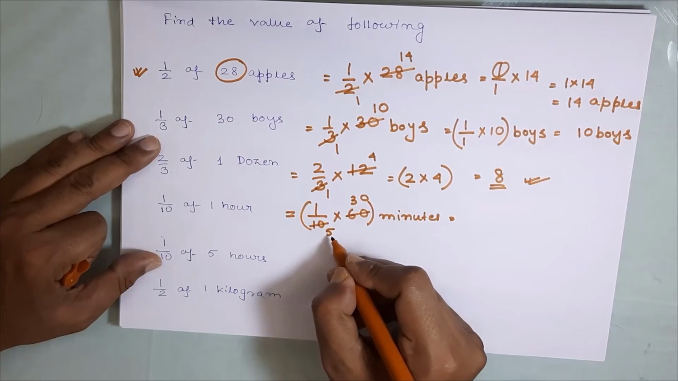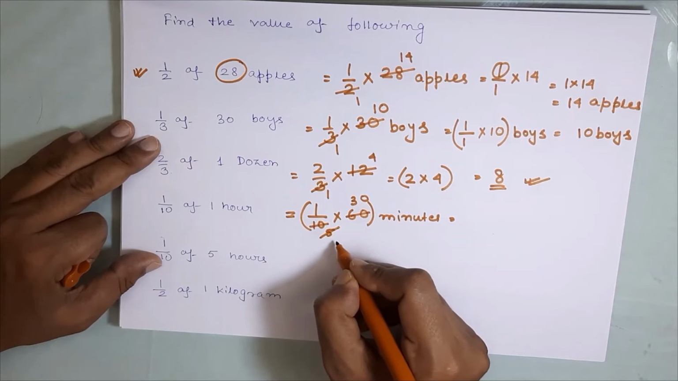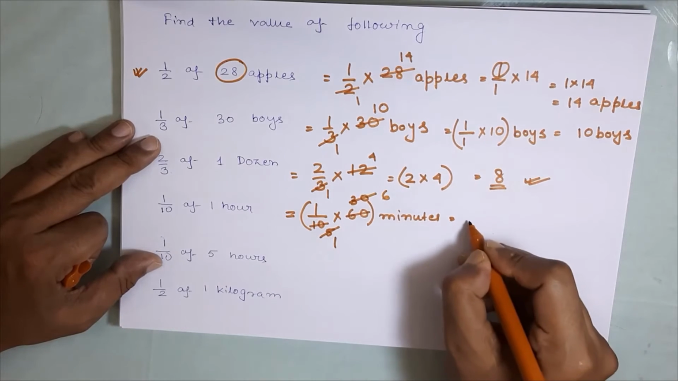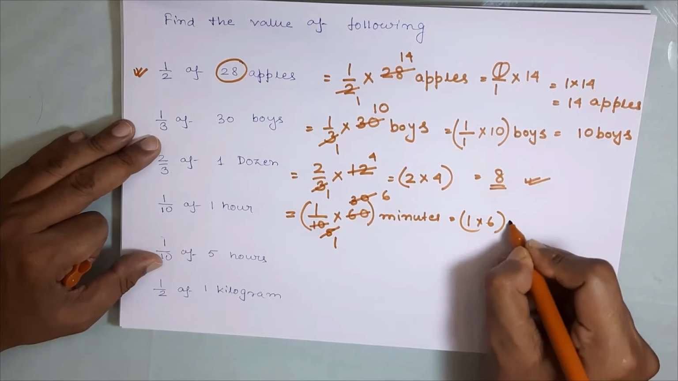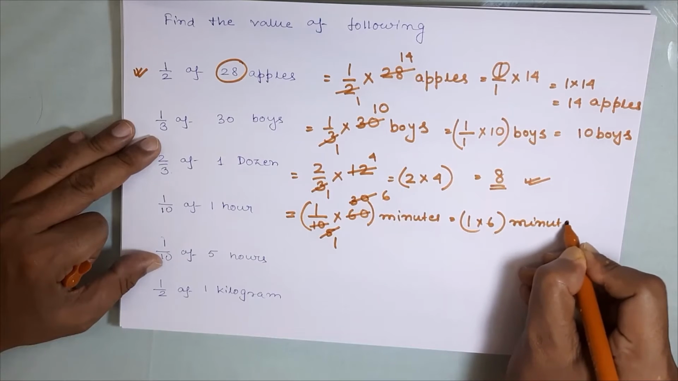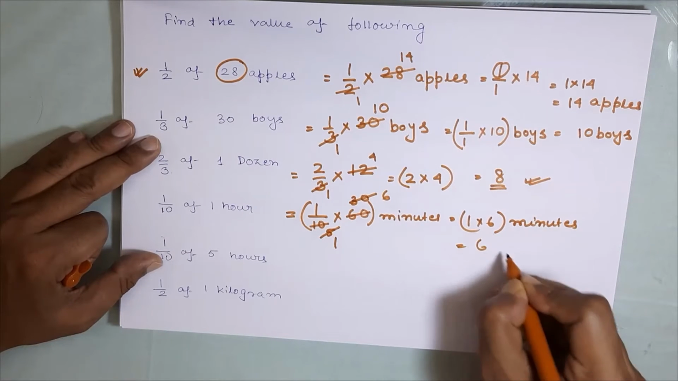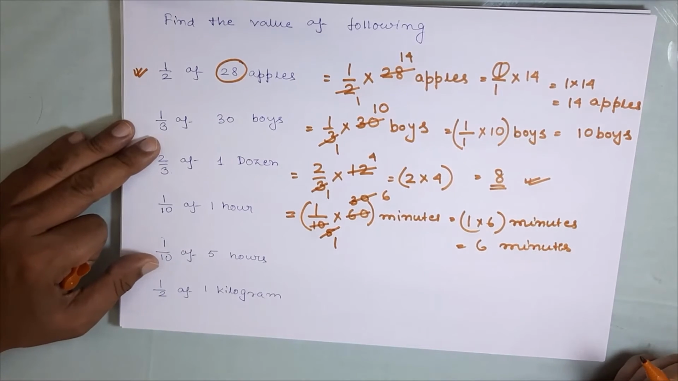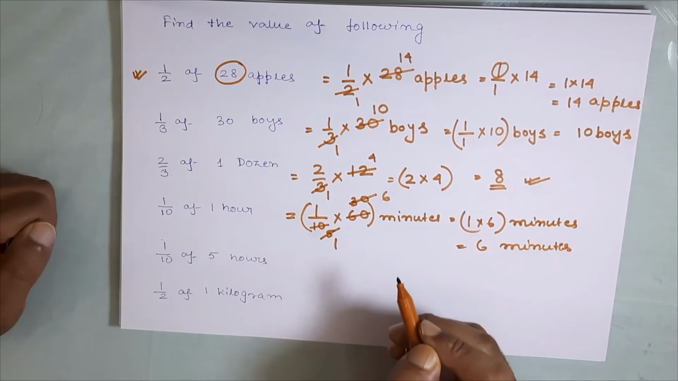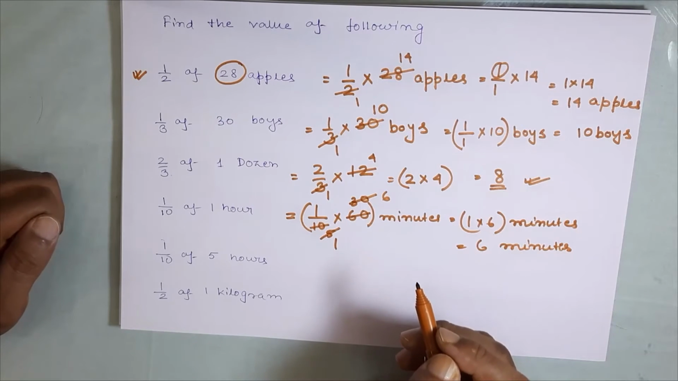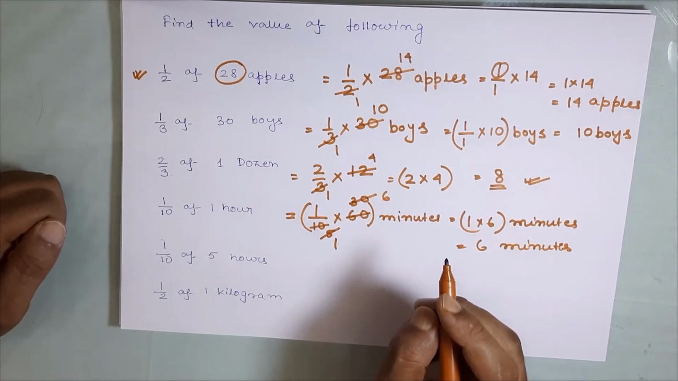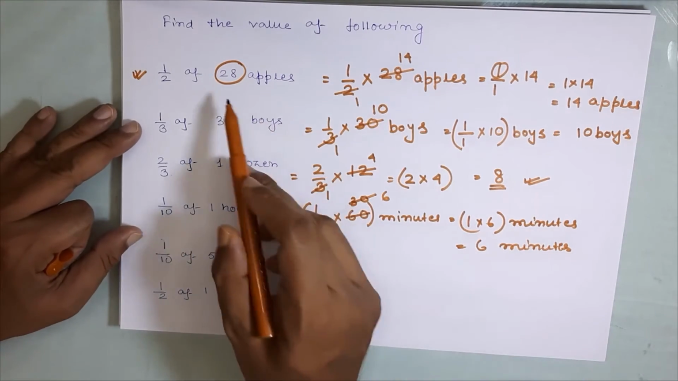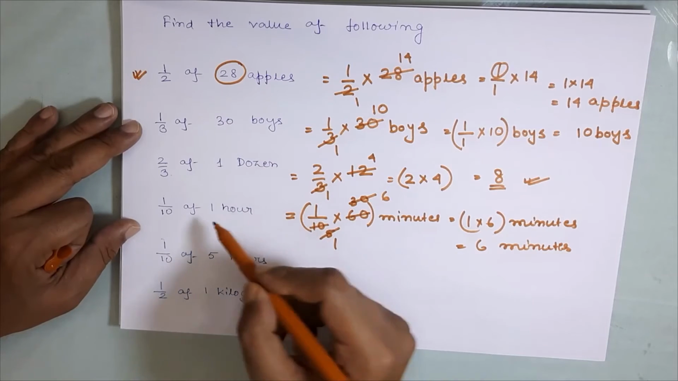So let us see what we get. If we divide 5 by 5, we get 1. If we divide 30 by 5, we get 6. So equal to 1 into 6 minutes, which is your 6 minutes. So that is how we find out a value if we are being asked to find a fraction of the whole. Here in all these examples, the whole is 28 apples, 30 boys, 1 dozen, 1 hour.